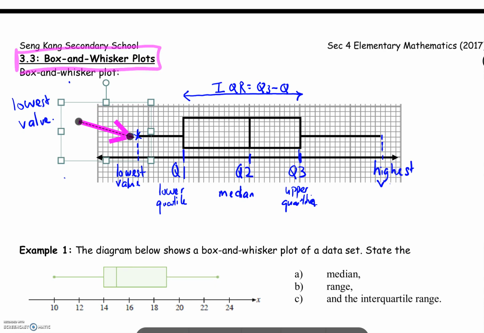Now, the multi-million question: how do you calculate the range? Very good. The range will be from here to here. This is called the range. How do you calculate the range? You take the highest minus the lowest. Question, is the range equal to IQR? No, range is not IQR. I want to take the highest minus the lowest. Up to this point, anyone got any question?